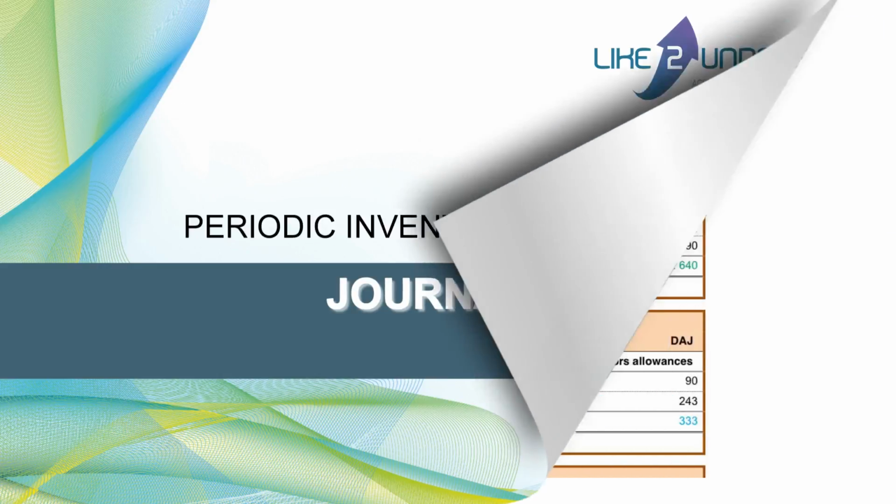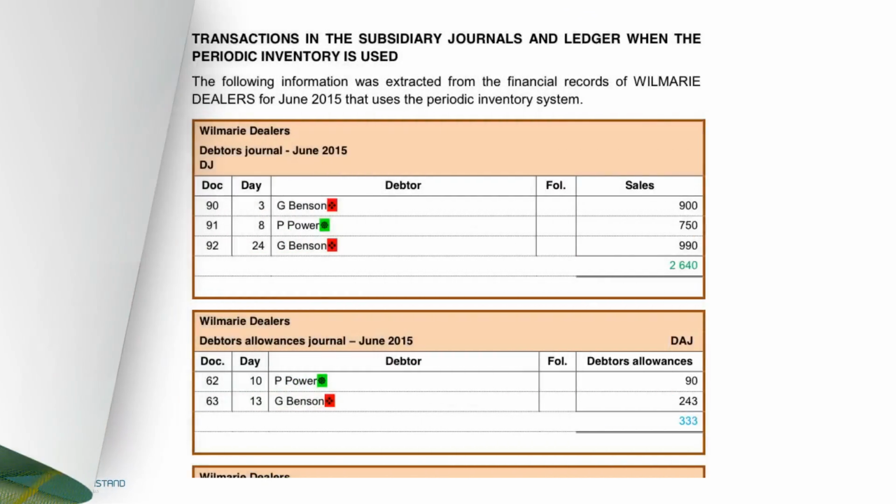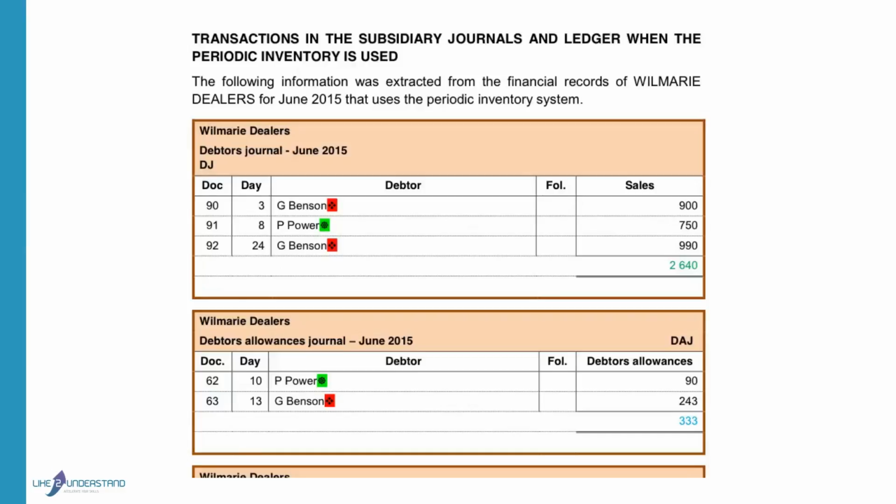Good morning. We will pay attention to transactions in the subsidiary journals and ledger when the periodic inventory system is used. In the debtors journal, we see that we only have a sales column. We don't have a cost of sales column because in the periodic system we don't use cost of sales and we are not allowed to write in the inventory account during the year.